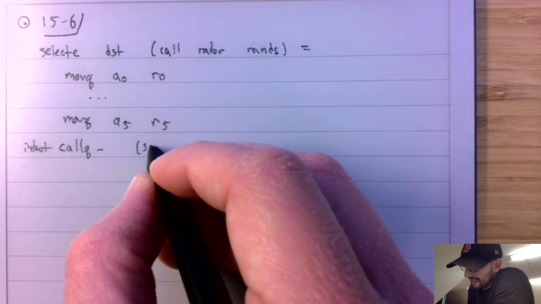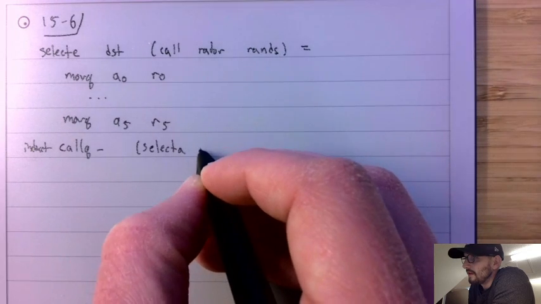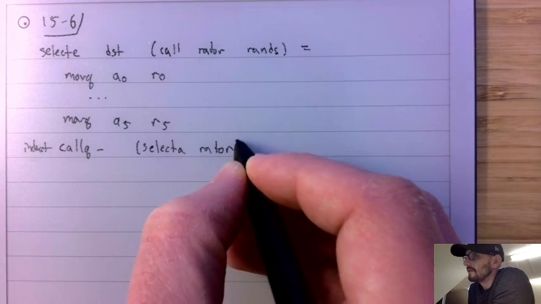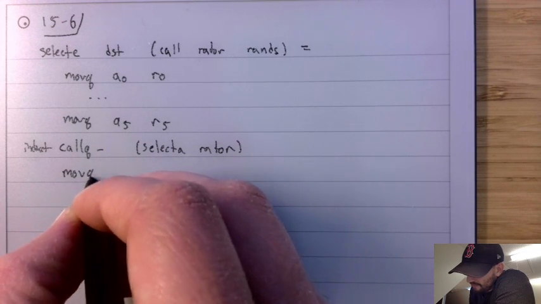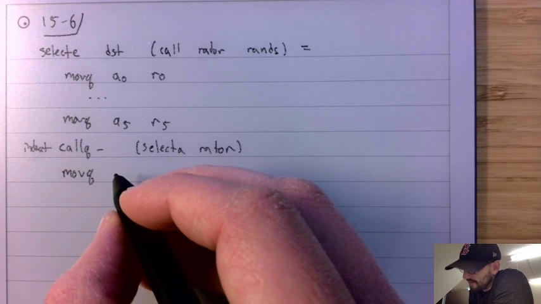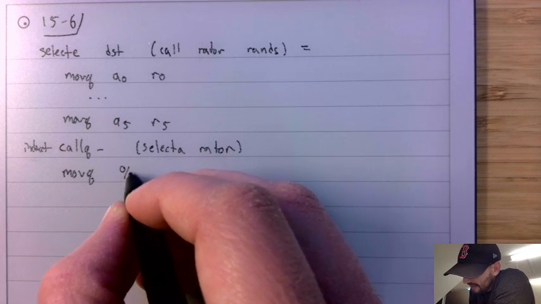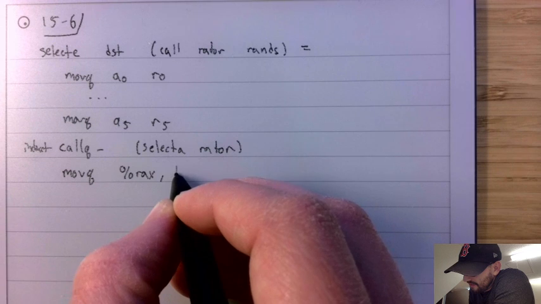on the select A of the operator. Then we're going to do a move queue of RAX into the destination.